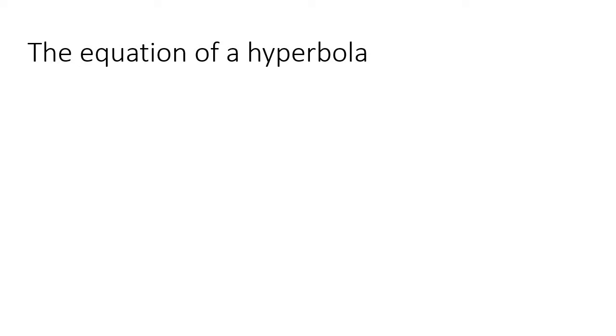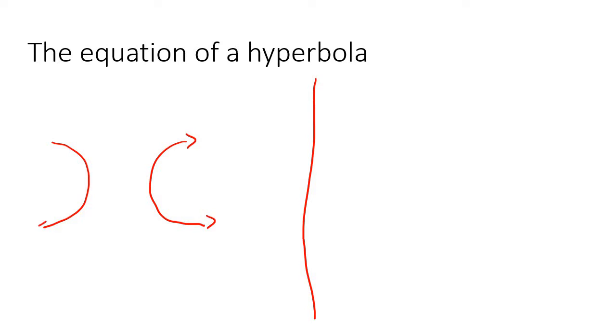In this lesson, we're going to learn how to draw a hyperbola. But first, we need to know the equation. So there are two main types of hyperbolas that we get. You get a hyperbola that goes horizontally. Can you see that the arrows are facing along the x-axis?